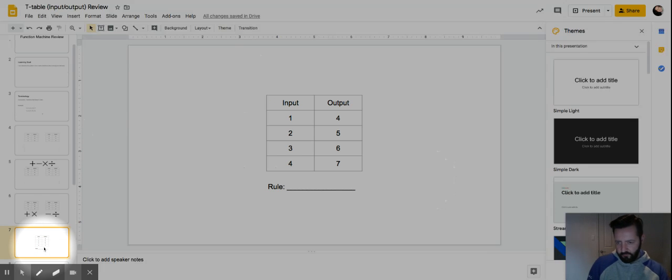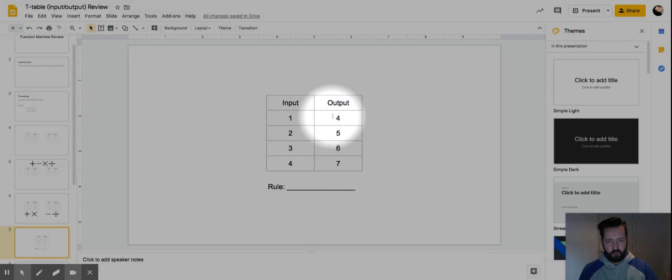So the first example we're going to do together today is an input machine where it takes the number 1 and it spits out a 4. Or it takes the number 2 and spits out the number 5. So given what we just learned, it's making the number bigger, which means we're most likely adding or multiplying with this machine. So let's try.